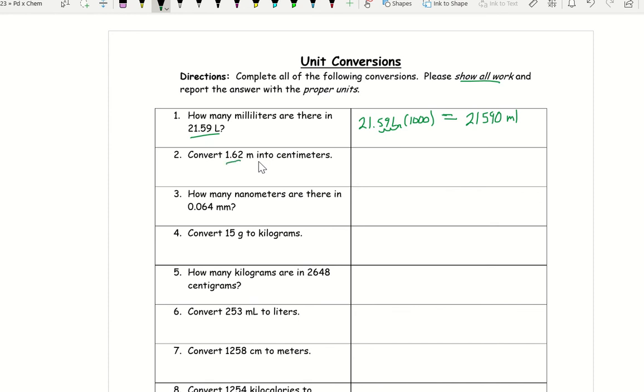Convert 1.62 meters. This is a large unit to a very small unit. And so to do these, remember, we're going to get a lot more centimeters because there are 100 centimeters in 1 meter. You might already guess what it would be. If there's 100 centimeters in 1 meter, there's 162. So we take 1.62 meters times 100 because there's 100 centimeters, and that equals 162 centimeters. I think that's it. Any other confusing ones here, you just let me know.